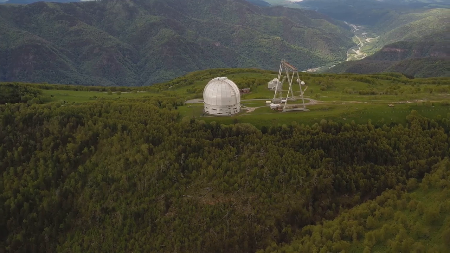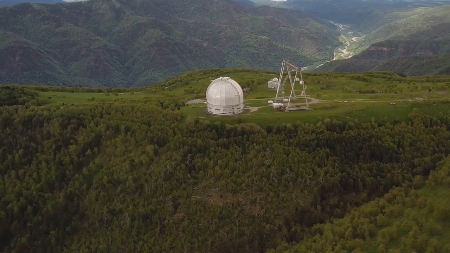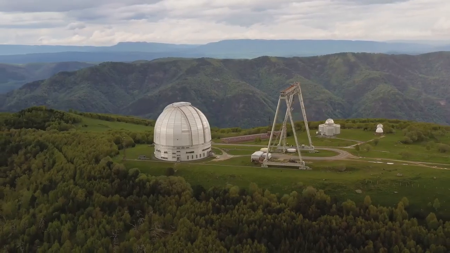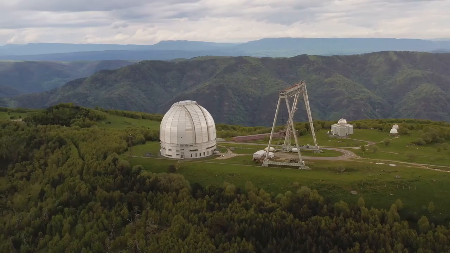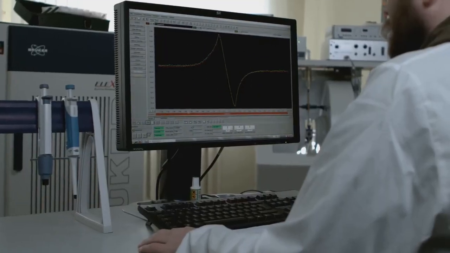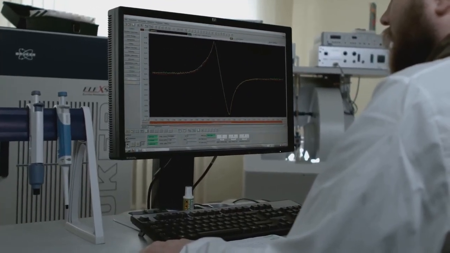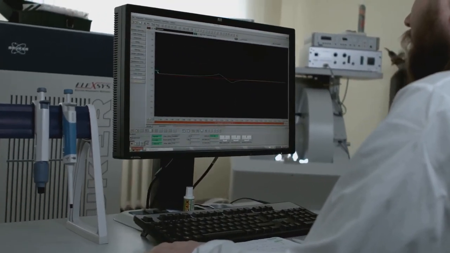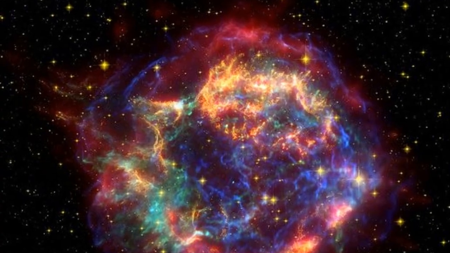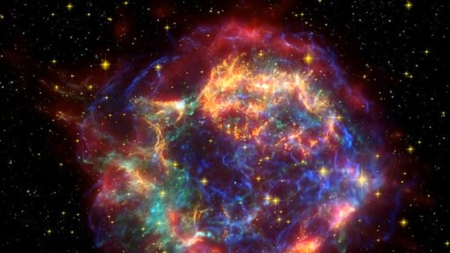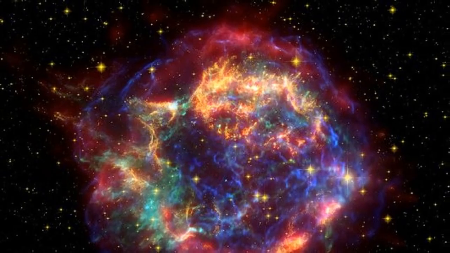Detectors are built in isolated locations to reduce human-made noise. LIGO's detectors are in remote areas with low seismic activity. Sophisticated algorithms sift through data to identify gravitational wave signals. These algorithms act like noise-canceling headphones. They filter out unwanted signals.